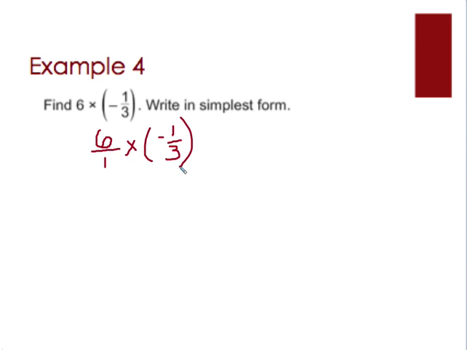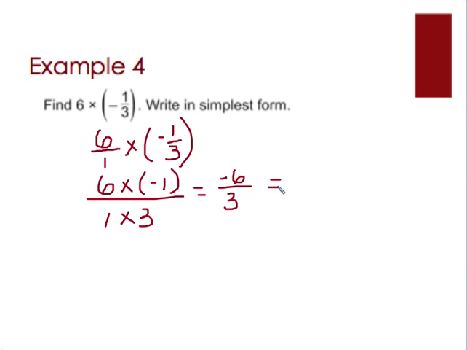-1/3. So now I take that 6 times -1 on the top, 1 times 3 on the bottom. 6 times -1 is -6. 1 times 3 is 3. Now, I can reduce this one by dividing by 3, my mistake, and I would get -2 over 1 on top. Or I can just say -6 divided by 3 is the same as negative 2. That make sense to you?